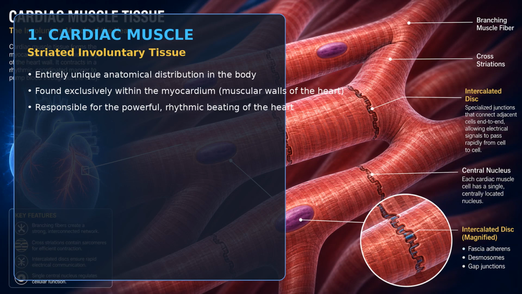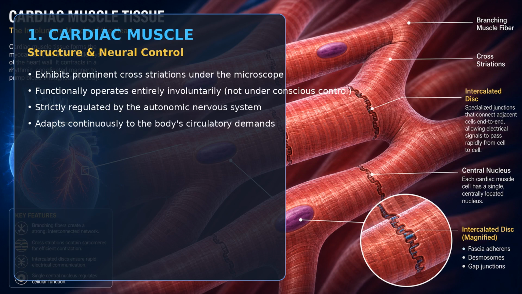We begin with cardiac muscle, also known as striated involuntary tissue. As the name suggests, cardiac muscle is entirely unique in its distribution, found exclusively within the myocardium, or the muscular walls of the heart. Like skeletal muscle, it features prominent cross striations under the microscope, but functionally, it operates entirely involuntarily under the control of the autonomic nervous system.